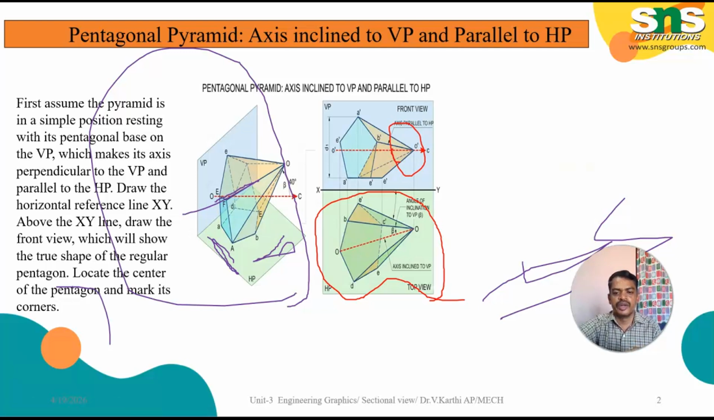Second, draw the front view. Project vertical lines from all points. From the projection of the center O, mark the apex O. Height is equal to axis length. Join the apex to all base corners. Complete visible and hidden edges. Apply inclinations: the axis parallel to HP.